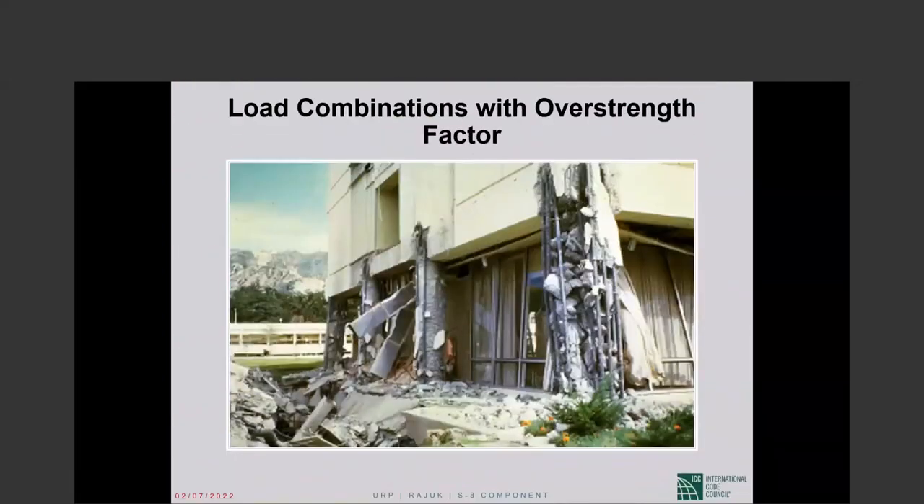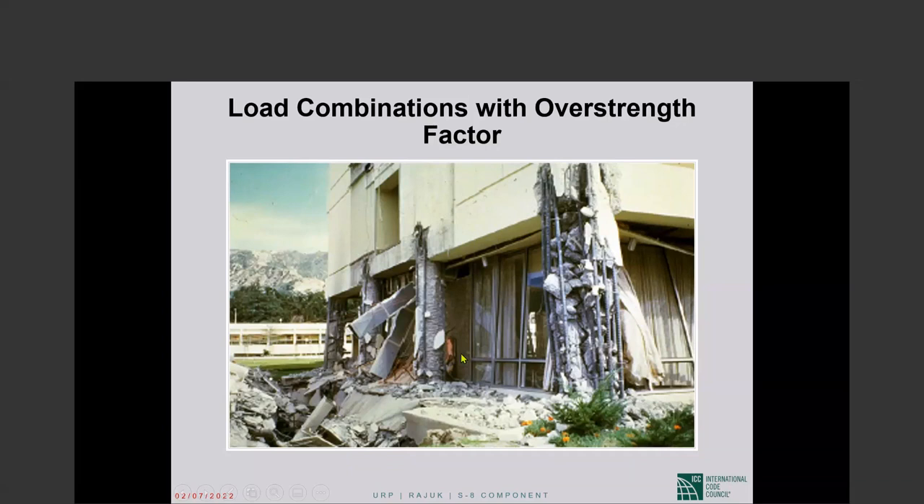This is the famous Olive View Hospital after the 1971 San Fernando earthquake. I showed you a picture the other day where the ambulances were pinned down by the canopy that had fallen on them. This is a side face of the building. So these columns are supporting steep shear walls above, as you can see very clearly.